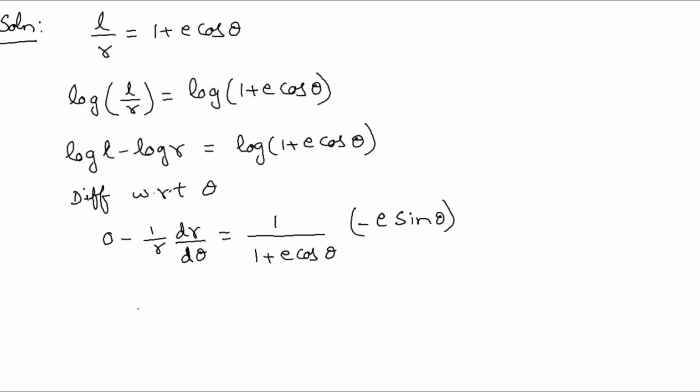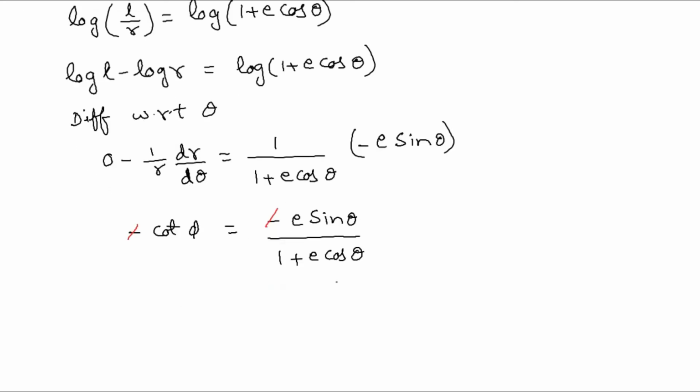So further we can write minus 1 by r dr by d theta, which is cot of phi, is equal to minus e sine of theta divided by 1 plus e cos of theta. Cancel out this negative sign from both the sides. Since you have e in the numerator as well as e in the denominator, it is not possible for us to express it in the form of cot or tan. So therefore, we just keep this expression as it is and go for the parallel equation.